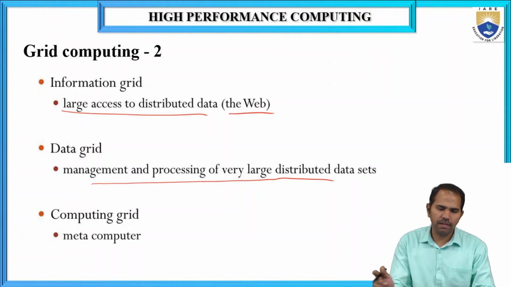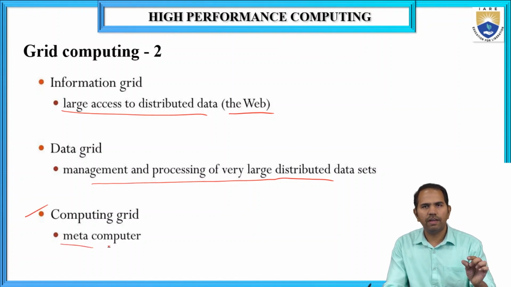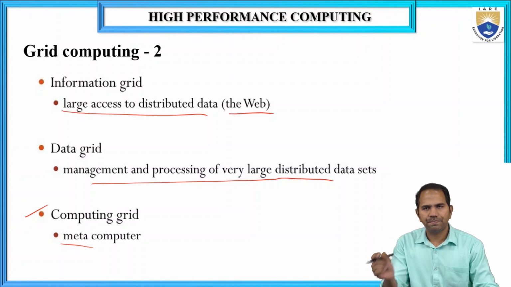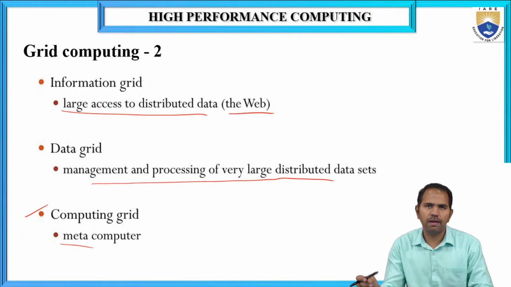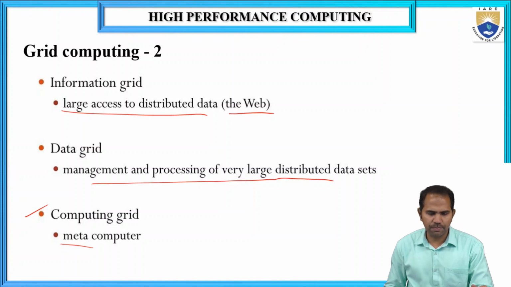The computing grid is another type, which is a metacomputer. Take one keyword: meta. Take one word, distributed grid computing. Take grid. Again take one word, metadata: data about data is called metadata. So the third type is the computing grid. So now we have seen three types: information grid, data grid, and computing grid.